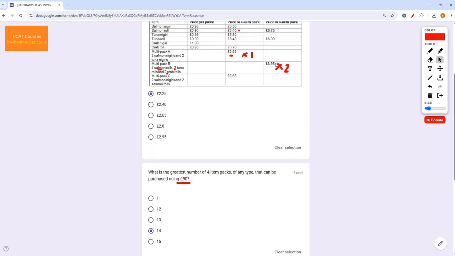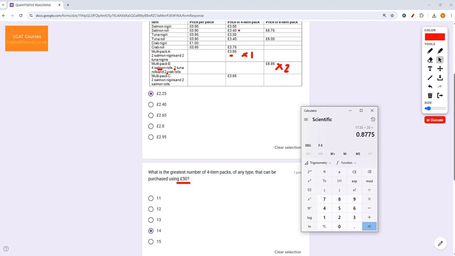So what did we do? Total value: 6.95 times 2 is 13.9, plus 3.65, so we get 17.55. And how many items were there altogether? One multi-pack B has 4 plus 2 plus 2, 8. There are 2 of them, 8 times 2 is 16, plus 2 plus 2, 4, is 20. So we've got 17.55 divided by 20, 0.88.